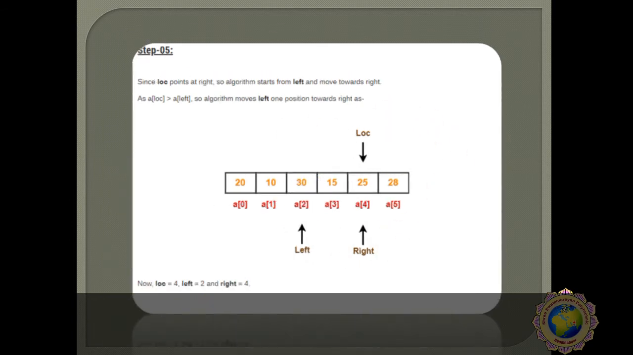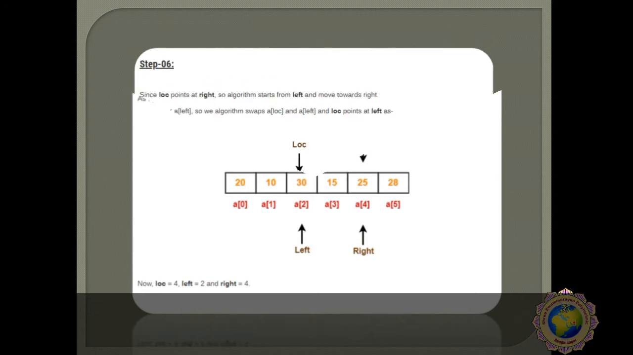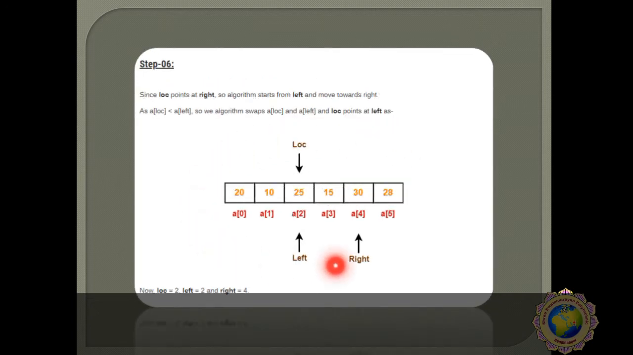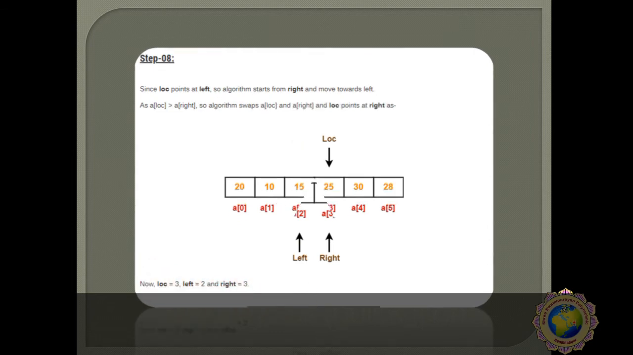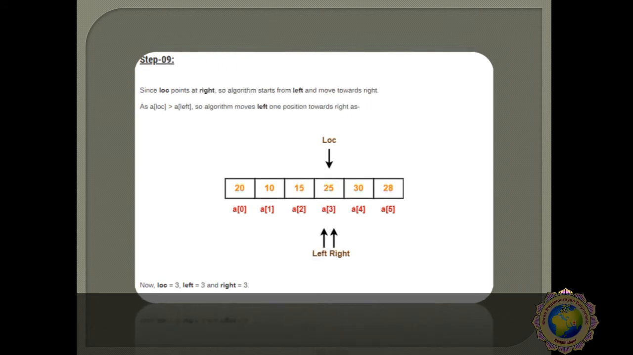And step number 5 is our left and right position. Here location is index 4, left-hand side 2 and right-hand side 4. In step number 6, we get this data in the array: 20, 10, 25, 15, 30 and 28. In step number 7, we get the positions as local 2, left-hand side 2, right-hand side 3. Then in step number 8, since local points at the left, the algorithm starts from right and moves towards left. And finally we get both positions at a time.